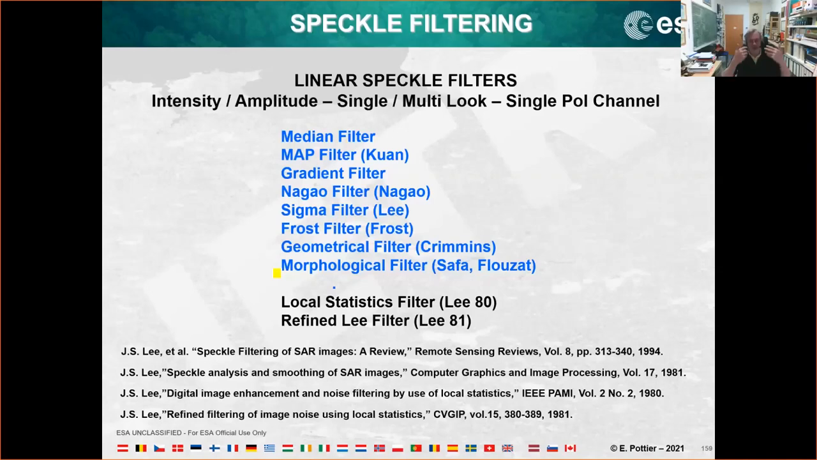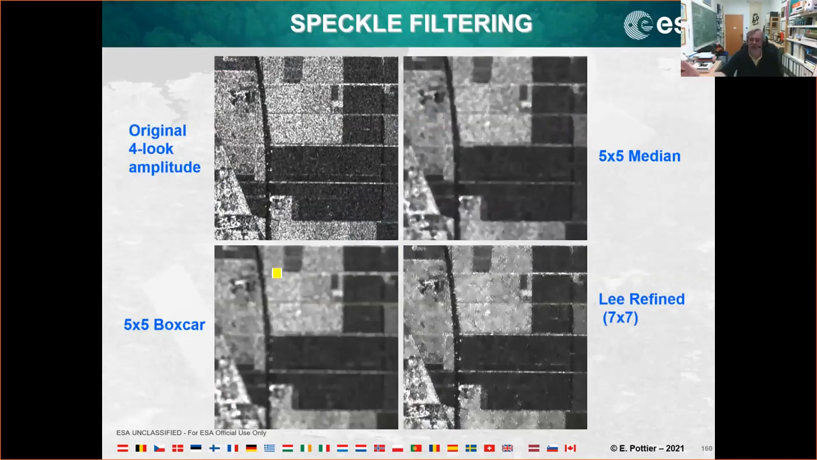Okay, so these are some examples. You have the original image, you have the median, you have the boxcar, so you can see that this kind of speckle filter is not very good. They are good in the homogeneous area because they minimize the effect of the noise. But in a heterogeneous area here, you can see that I have completely lost my resolution. And here is one of the most important filters, which was developed by Jong-Sen Lee, the Refined Lee filter, which keeps the resolution, so it is able to detect whether I am going to filter a homogeneous area or not.